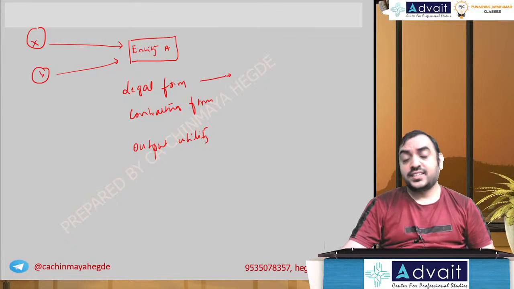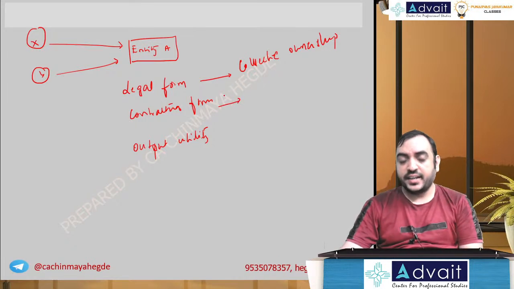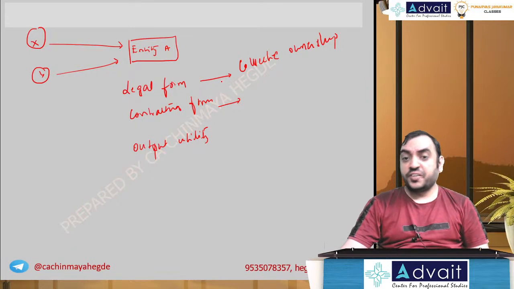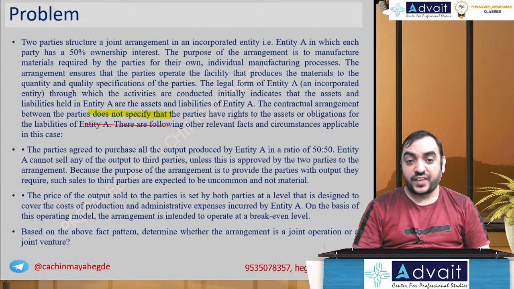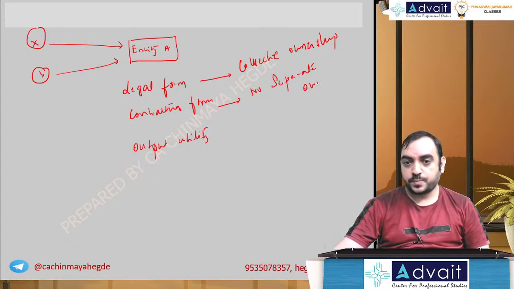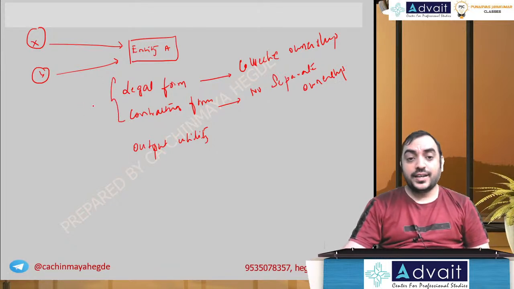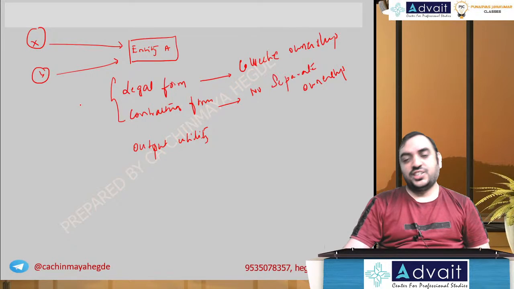Legal form: it's a separate entity, so it's a collective ownership. No individual definition. Contractual form: we have also identified there is no individual definition of it. That is, it does not specify the parties' rights to assets and obligations. So there is no separate ownership of assets and liabilities, which means this is also collective ownership. So looking at these two points, it's a joint venture.